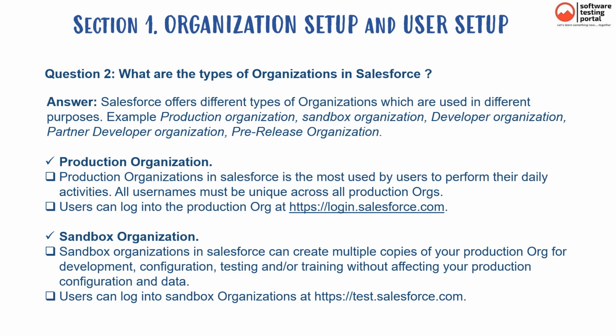Question 2. What are the types of organizations in Salesforce? Well, Salesforce offers different types of organizations which are used for different purposes. Example: production organization, sandbox organization, developer organization, partner developer organization, pre-release organization. First is production organization. Production organizations in Salesforce are the most used by users to perform their daily activities. All usernames must be unique across all production organizations. Users can log into the production org at login.salesforce.com.